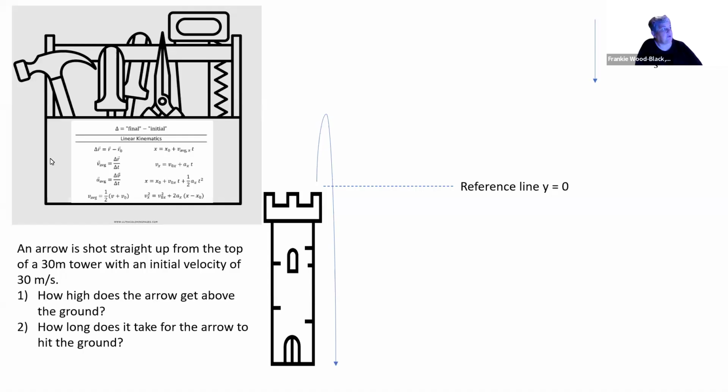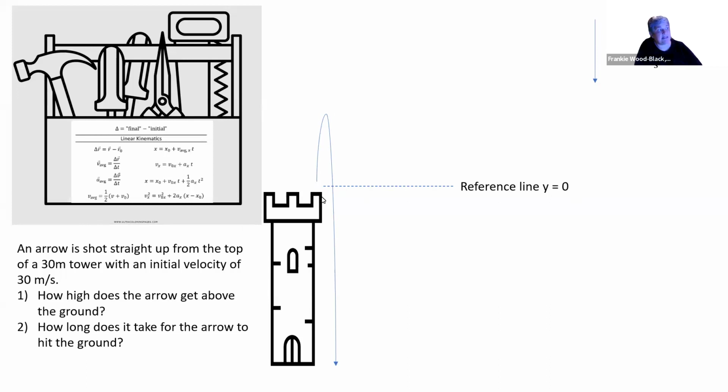So I've given the toolkit here. We've given the toolkit and we've given our acceleration due to gravity, and I've shown it as its direction. I'm showing it as its vector. And then we've got a problem. Our problem is we're going to shoot an arrow up to the top and it's going to come down to the bottom. We've got our reference line here as y is equal to 0.